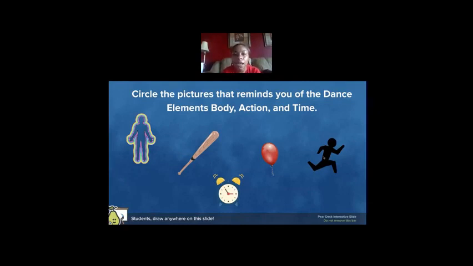But I did have a student that told me they would circle a baseball bat because they play baseball. And baseball includes a lot of action. So I liked the way that student was thinking. If you understand the action that is required in baseball, you could circle the baseball bat, if that's what helps you remember action. But the main three we're looking at are this body, time, and this person running over there.